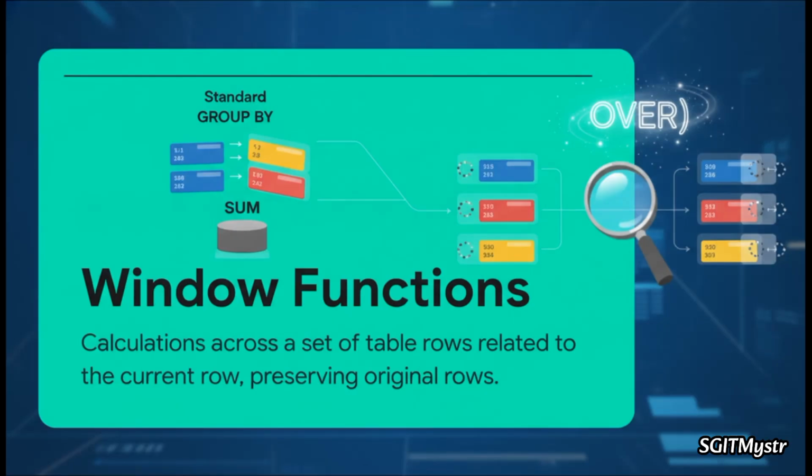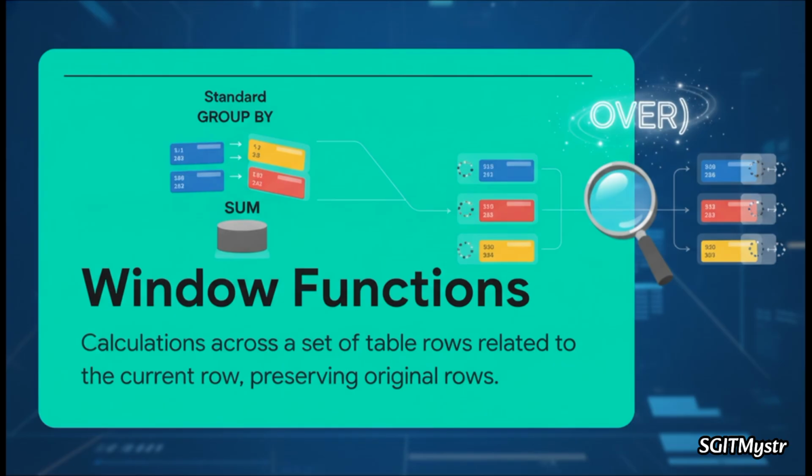Okay, let's step up into the control room now. First up are window functions. Now, standard GROUP BY aggregations collapse your rows down into a single summary row. But what if you want to do the calculation while keeping all your original rows completely intact? That's exactly what a window function does.